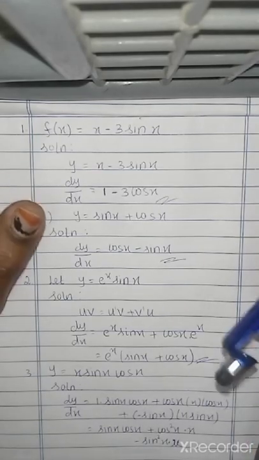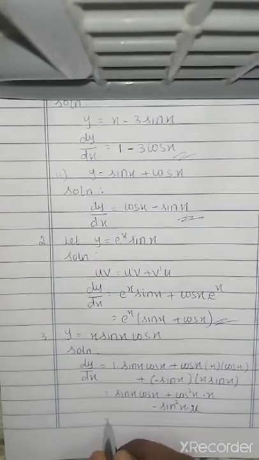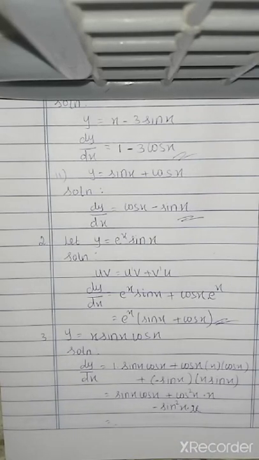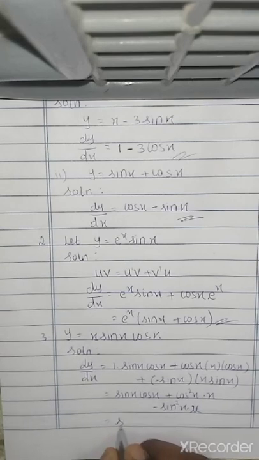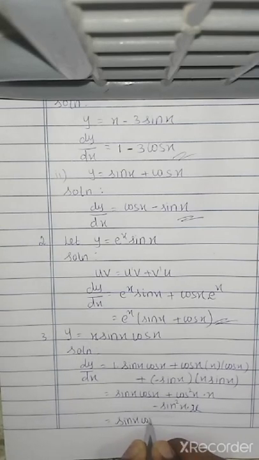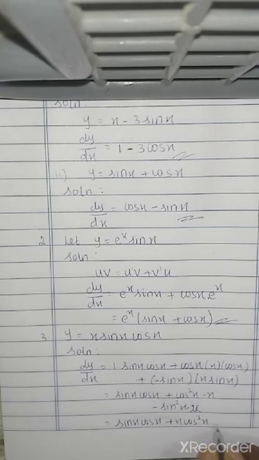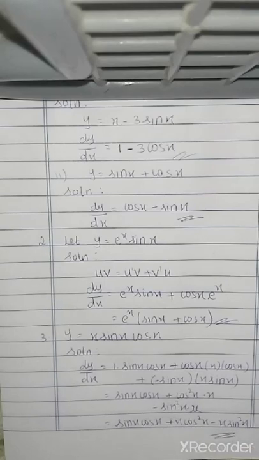Okay, what can we do next? We can take common terms. In sin x, we can take cos x, no, we can't take anything. So what is the answer? sin x cos x plus x cos square x minus x sin square x is your final answer.